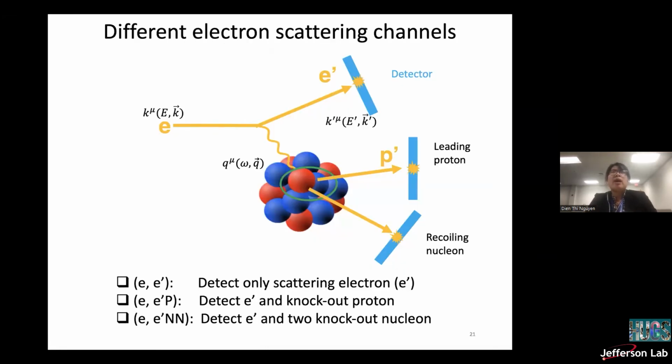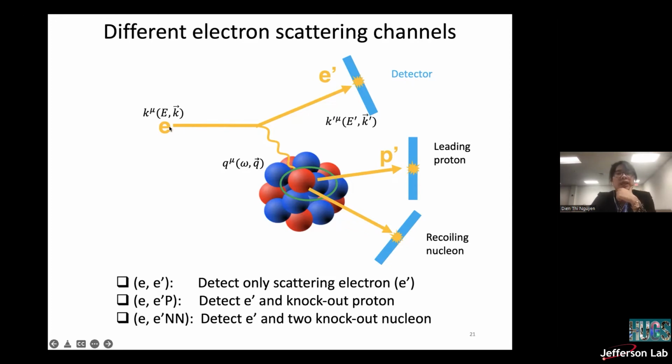So now we have an electron beam and we have the accelerator side, so now we do the measurement. When you hear people say, oh, I'm doing the EE prime, I'm doing an inclusive measurement, I'm doing the knockout measurement, what is that? What does all that mean? I think it's good to know how they define the names for different measurements.